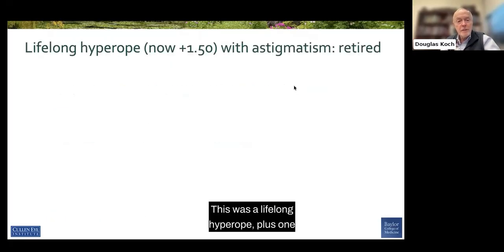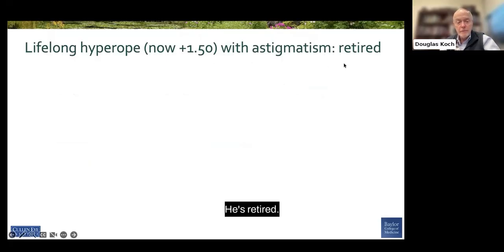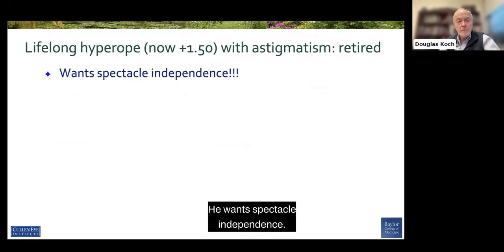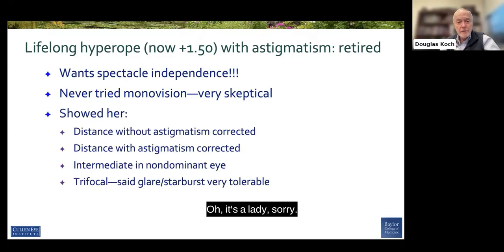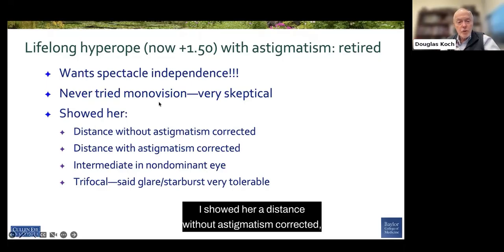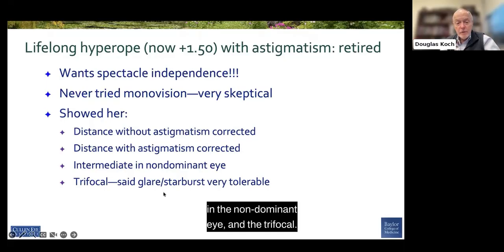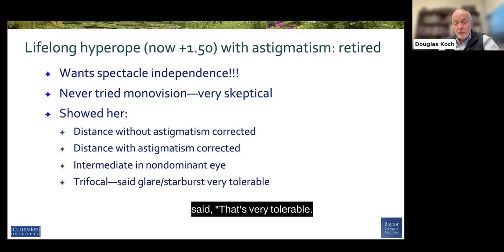So here's an example. This was a lifelong hyperope plus 150 with astigmatism. He's retired. He wants spectacle independence. Never tried monovision, very skeptical. Oh, it's a lady, sorry. She's about 64. I showed her distance without astigmatism corrected, distance only with astigmatism corrected, intermediate in the non-dominant eye, and the trifocal. And she looked at the glare and starburst profile and said, that's very tolerable.